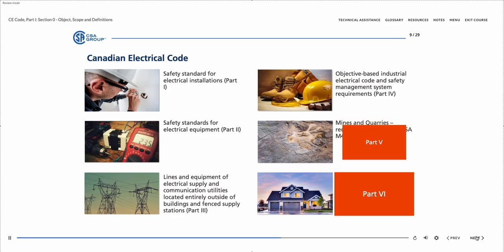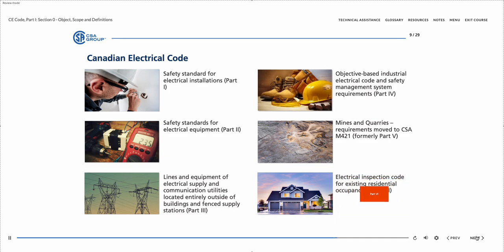Part 5 of the Canadian Electrical Code, which covered electrical installations in mines and quarries, was moved to CSA Standard M421, Use of Electricity in Mines. Electrical installations in mines and quarries are intended to move with the operation and are not fixed in position like installations in Part 1. Part 6 of the Canadian Electrical Code is the Electrical Inspection Code for existing residential occupancies.